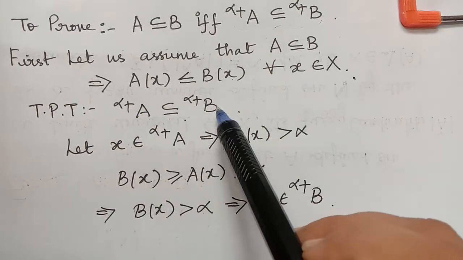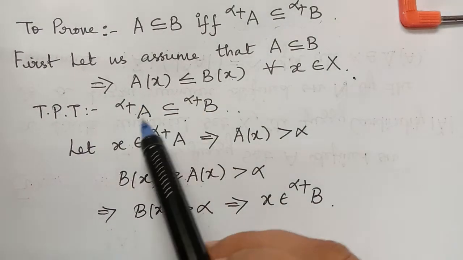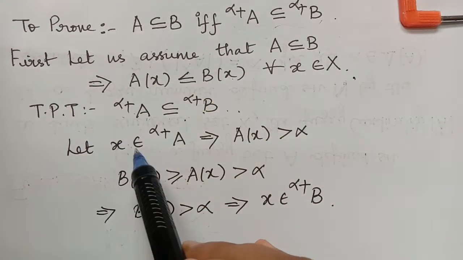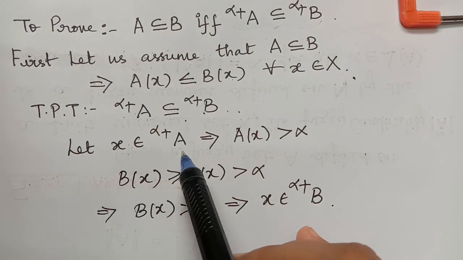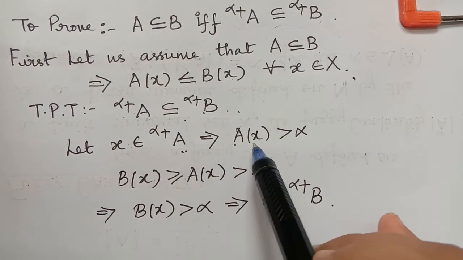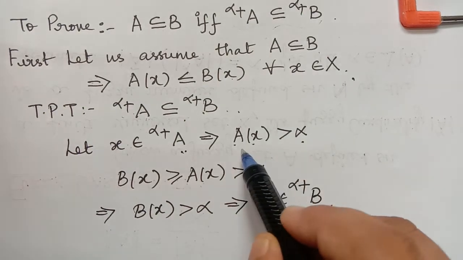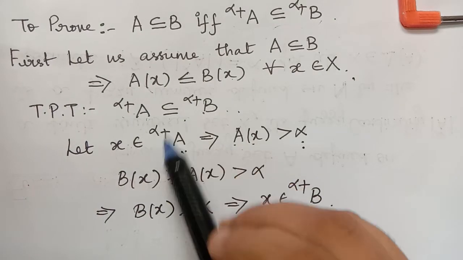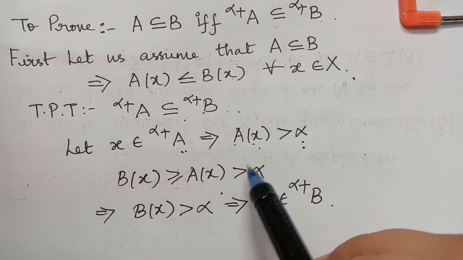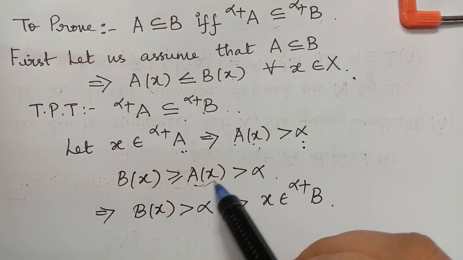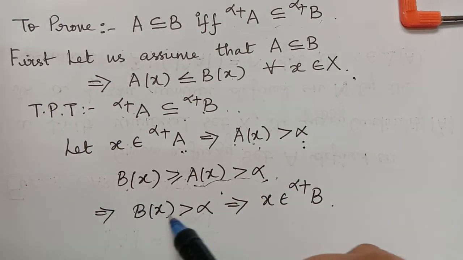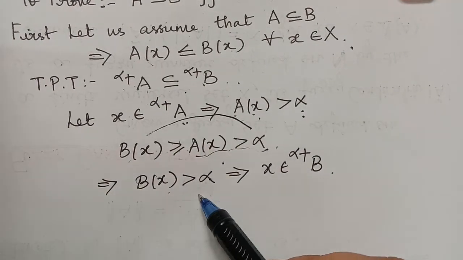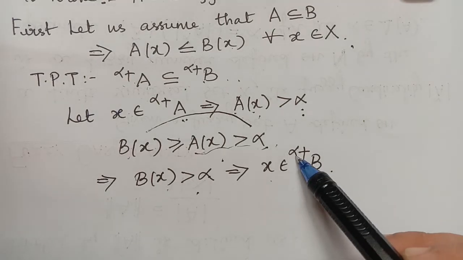To prove this, these two are crisp sets. So we have to take an element from this set and we have to prove that it also belongs to this set. So we have chosen x to be an element of the strong alpha cut of A, and because it is a strong alpha cut, A(x) will be strictly greater than alpha by the definition of strong alpha cut. Now by our assumption we have B(x) greater than or equal to A(x), and A(x) is strictly greater than alpha. Because this is strictly greater than alpha, definitely B(x) will also be strictly greater than alpha. So that we have written here, and it implies that x belongs to the strong alpha cut of B.